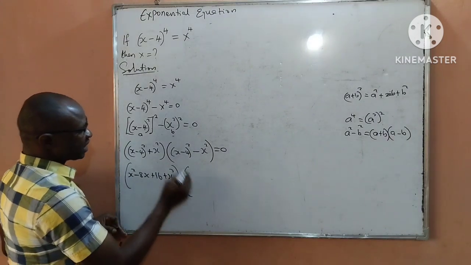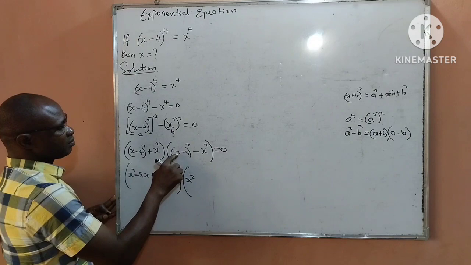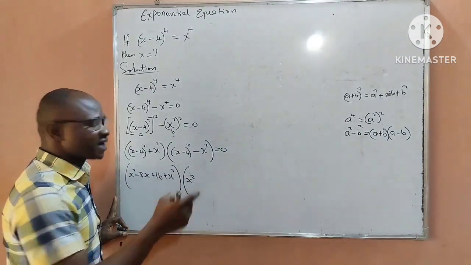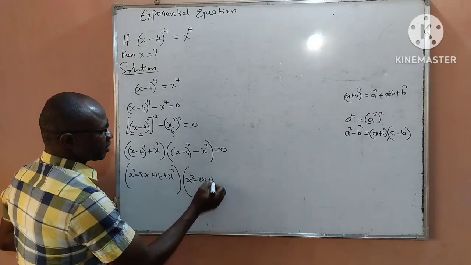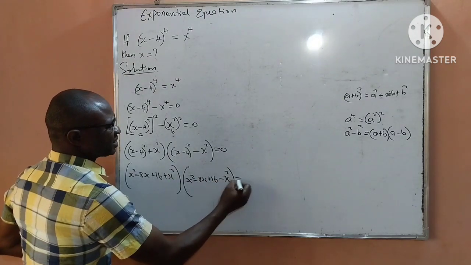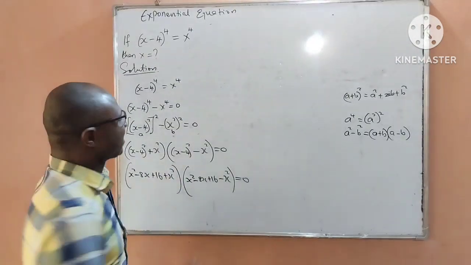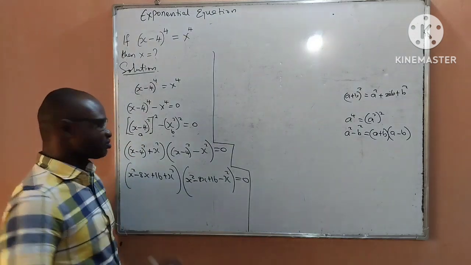Coming to the second bracket, I will also expand it. x squared. Then multiply this and this, you get minus 4x multiplied by 2, which is minus 8x. Squaring this will give me plus 16. Then I have again minus x squared. This is very clear. You know, mathematics is very sweet, very interesting.